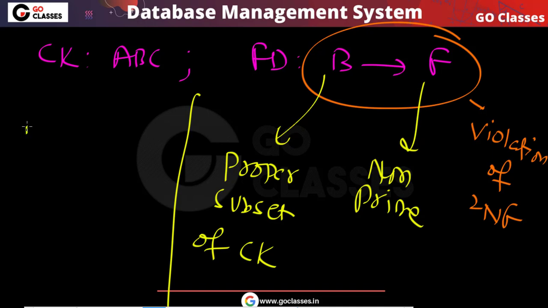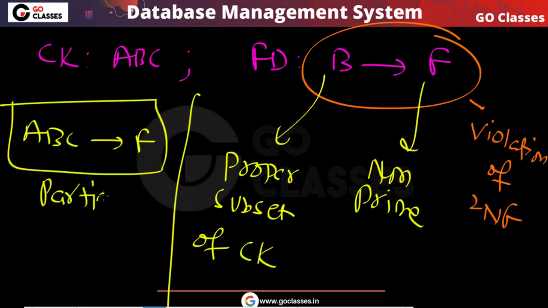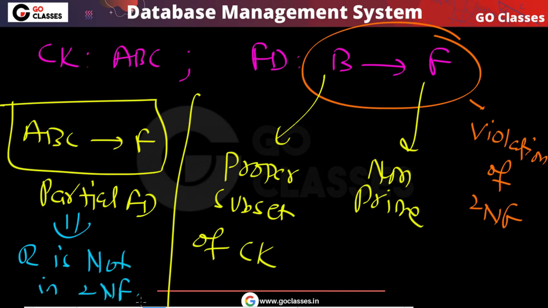Or you can think like this: the candidate key does not fully determine this non-prime attribute. This is a partial dependency, because it is not a full dependency, since we don't need AC. Now you can notice the non-prime attribute is partially dependent on the candidate key, and that is the reason your relation R is not in 2NF.